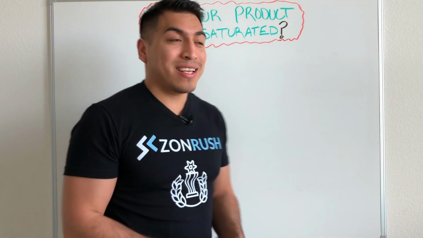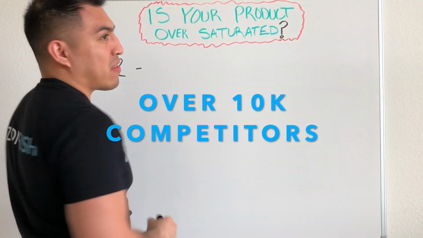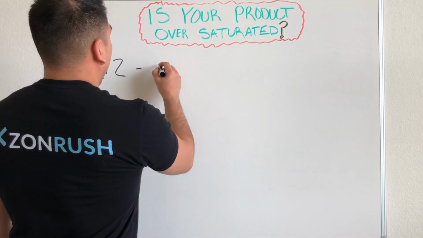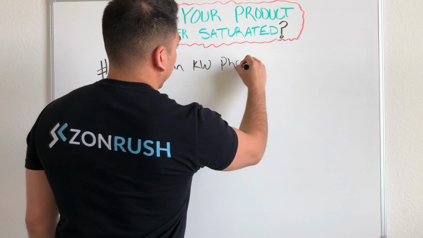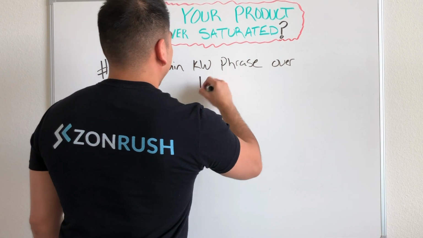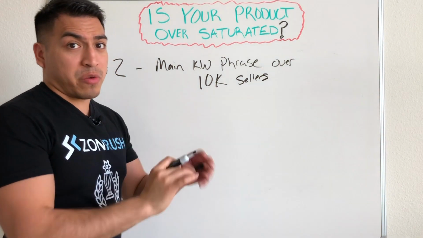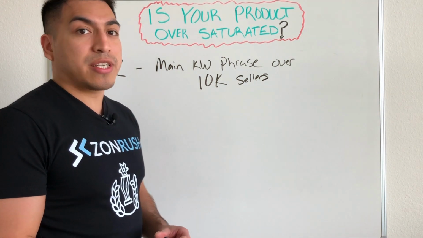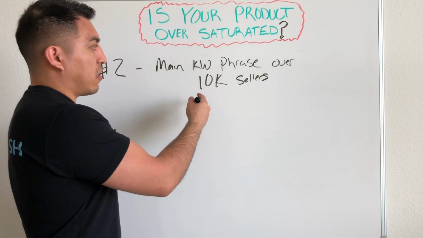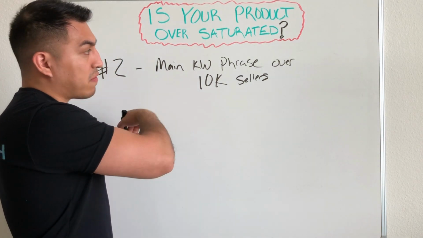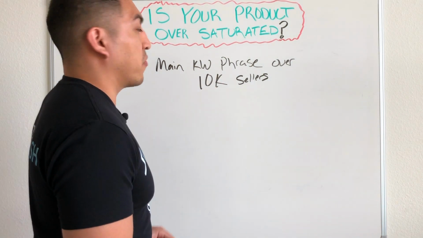All right, so number 2 is your main keyword phrase has over 10,000 competitors, right? Over 10K sellers. So this is super easy to determine. Just go to Amazon, type in your main keyword phrase, and be sure you niche down by the category, because sometimes Amazon will give you a super high number, like 100,000, but if you niche down more on the left-hand side to your specific category, you're going to see your actual competition for that phrase, okay?